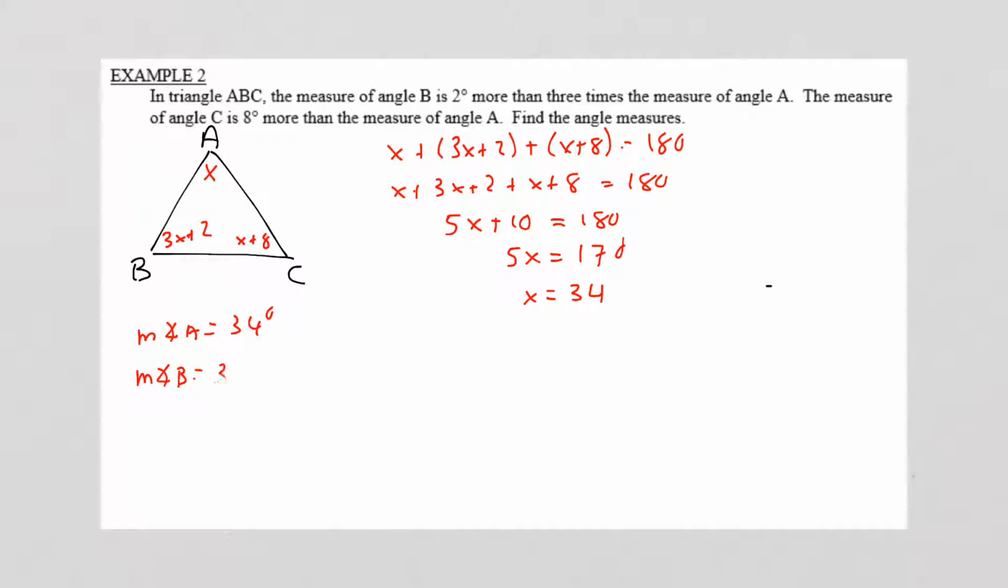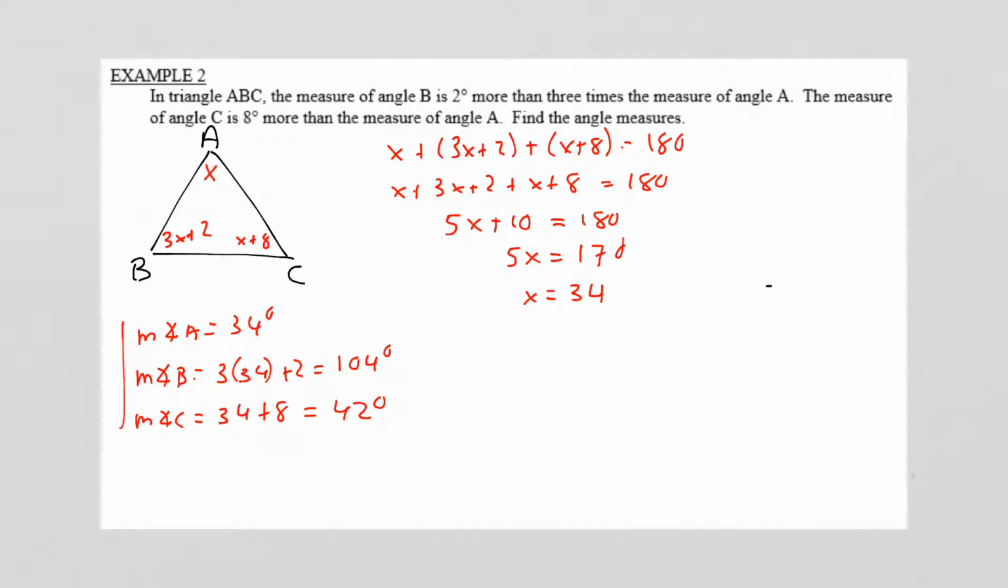is going to be 3 times 34 plus 2. So we can do that on a calculator, or you can try to do it in your head. So that angle is going to be, let's see, 90 and 12 is 102, plus 2 is 104 degrees. And then we know the measure of angle C is going to be x plus 8, or 34 plus 8, which would be 42 degrees.